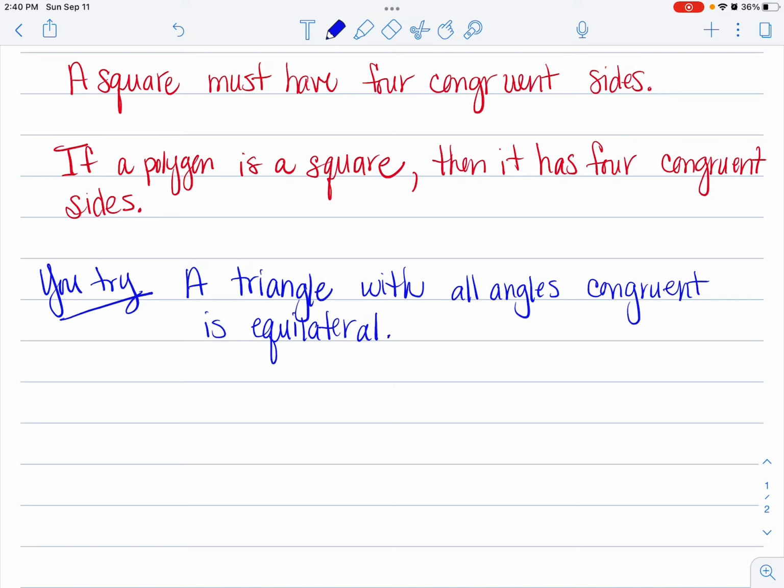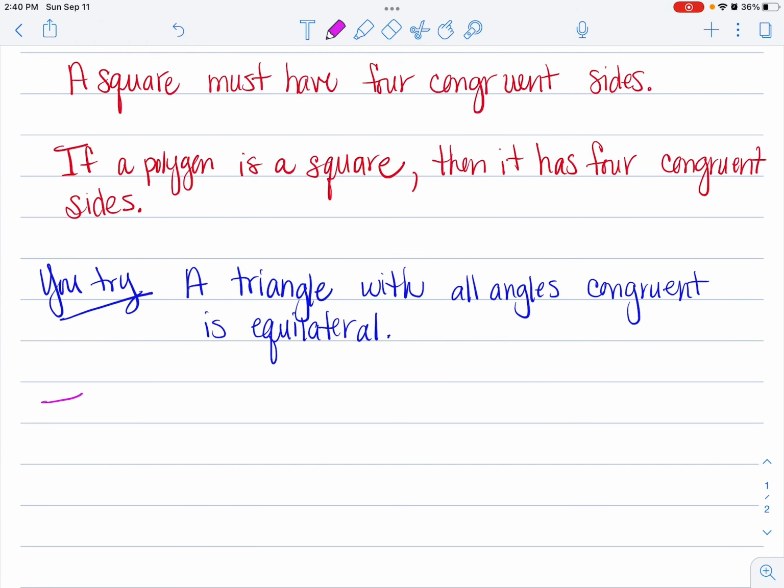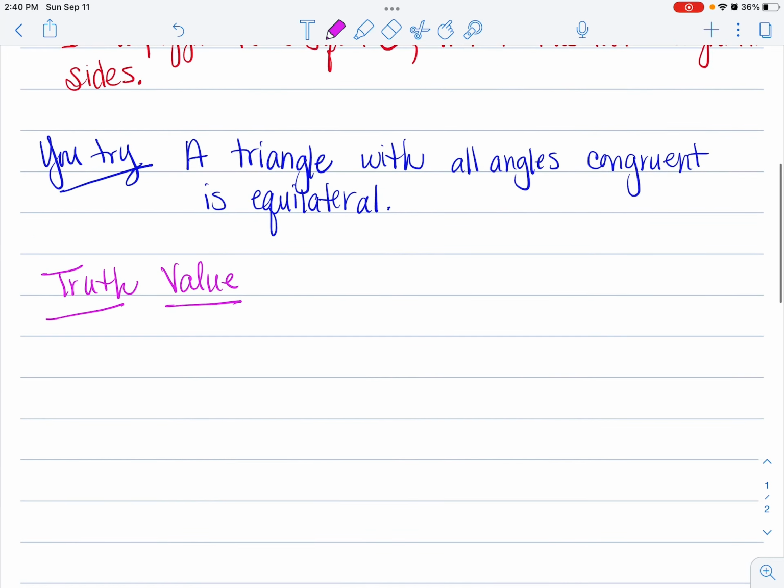All right, so here we talk about the truth value. Well, in geometry, there is no gray area, or in math. A truth value of a statement, it's either one or the other. It's true or it's false.